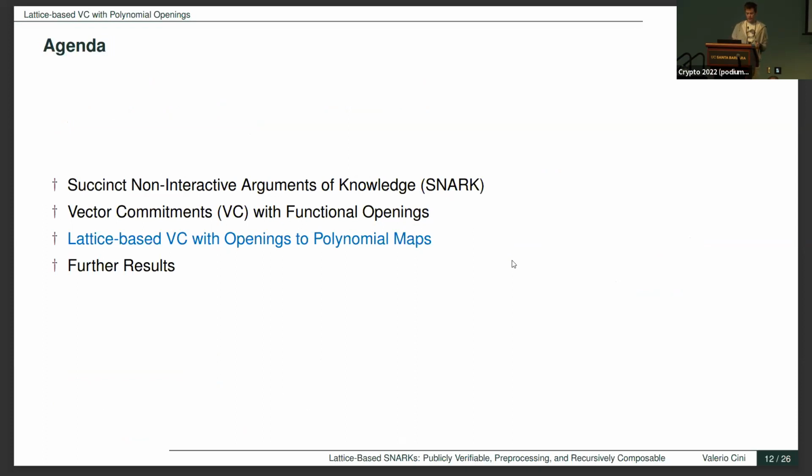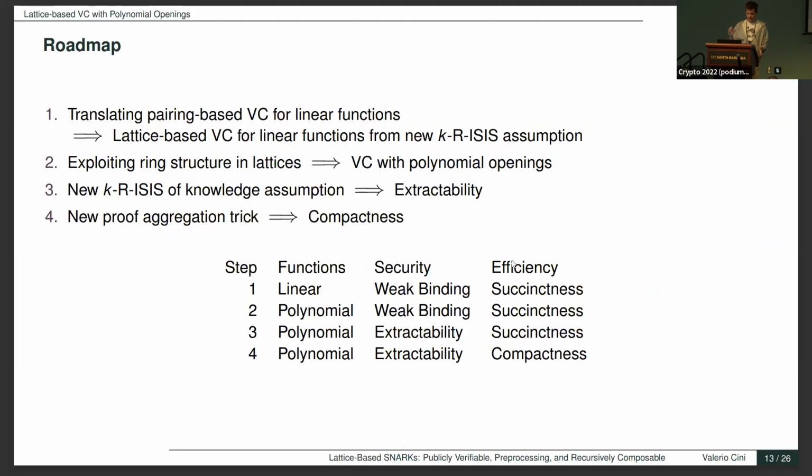And now I will show how we did this in our work. The roadmap will proceed in 4 steps. Since I do not have enough time, I will just describe the first 2 steps in detail and mention what we did in the last 2.